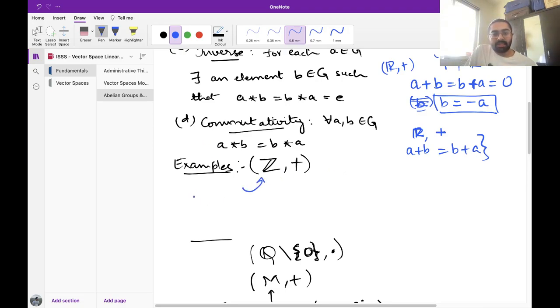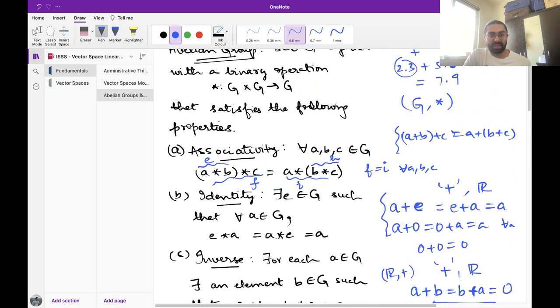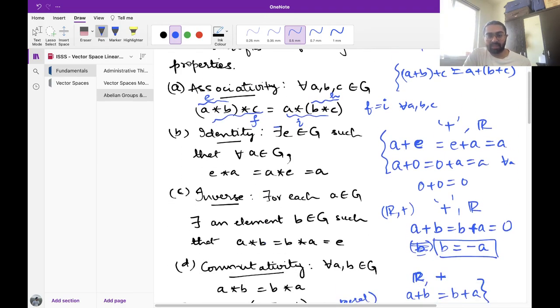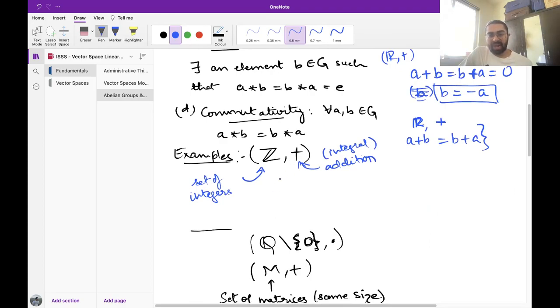So Z is basically the set of integers, right? And this is your normal addition, the addition operation on the set of integers. The first property was that if I add two elements in this, I should get an integer again. So a binary operation should satisfy this property first, and then I can look at the other things. If I add two integers, let's say z1 and z2, will I get another integer? Yes, so this belongs to the Z set, right?